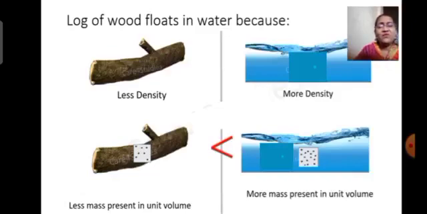If we take 1 unit volume of wood and 1 unit volume of water, and now compare the mass present in the unit volume of wood to the mass present in the unit volume of water. From this image which is shown on the screen, it is clear that wood is having less mass present in unit volume than the water. This is the reason wood floats in water. Or in other words, we can say that if an object is less dense or less heavy than the water, then that object floats in the water.